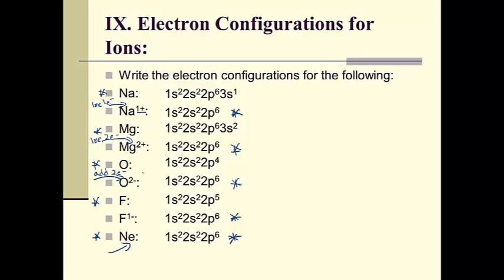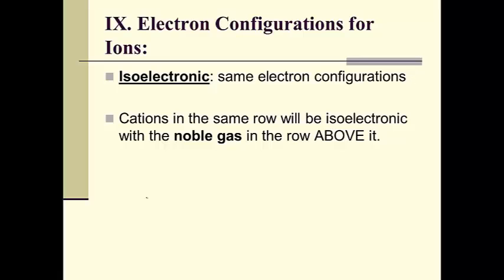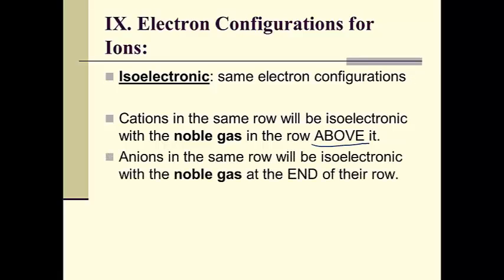Oxygen, the oxide ion, and the fluoride ion are isoelectronic with neon, but they are in the same row. So cations will be isoelectronic with the noble gas that is in the row above it. Anions, negative ions, end up being isoelectronic with the ones that are at the end of their row, not the row above them. End of their row.